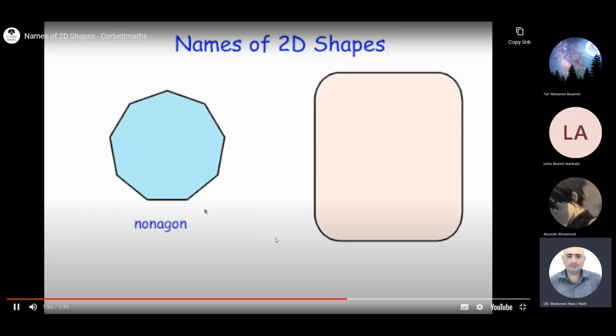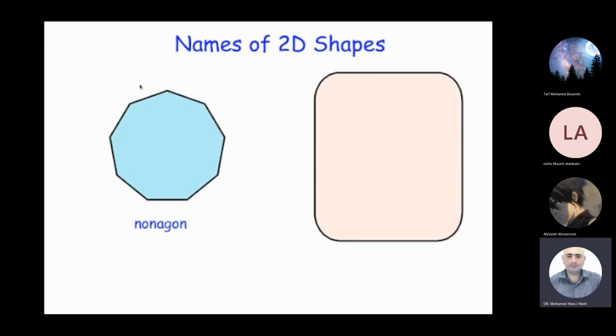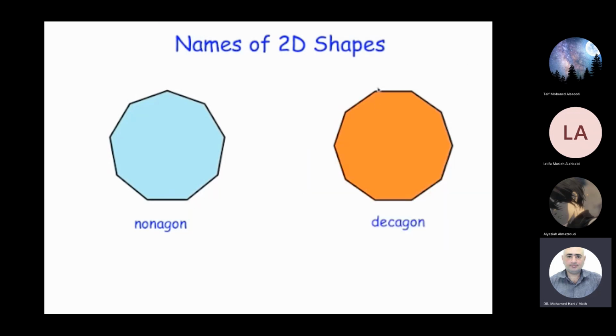Here we have got a nonagon. A nonagon has 9 straight sides. If you count them, 1, 2, 3, 4, 5, 6, 7, 8, 9. It's called a nonagon. And a decagon has got 10 straight sides. So it's 10 straight sides. 1, 2, 3, 4, 5, 6, 7, 8, 9, 10. It's called a decagon. Now there's names for 11, 12, and so on.